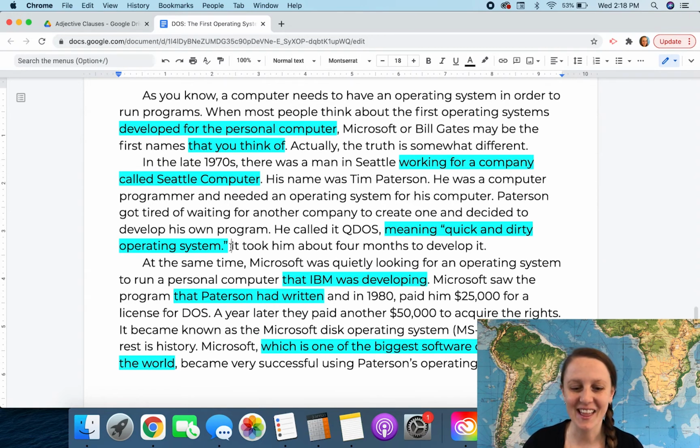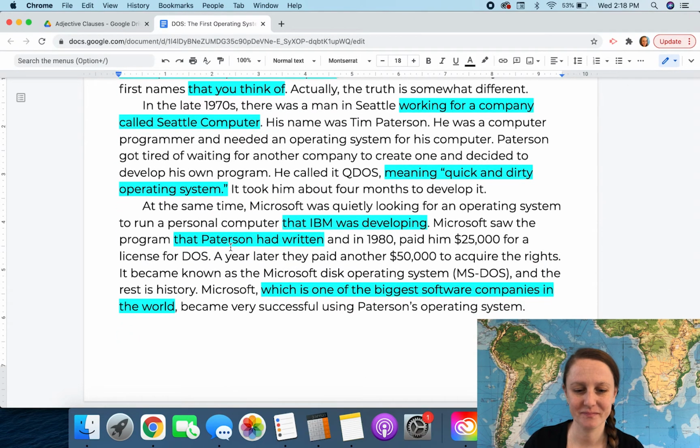All right, let's go to our last paragraph. At the same time, Microsoft was quietly looking for an operating system to run a personal computer that IBM was developing. Microsoft saw the program that Patterson had written, and in 1980 paid him $25,000 for a license for DOS. Let's look at those first two in the paragraph, because they both follow sort of the same pattern.